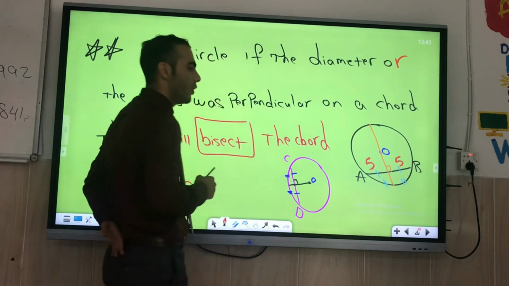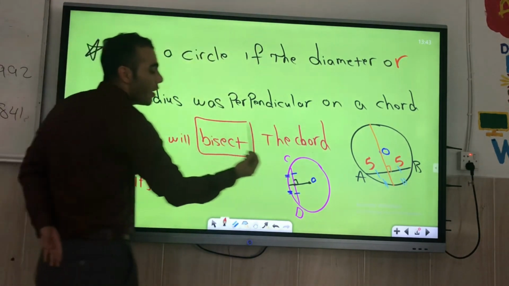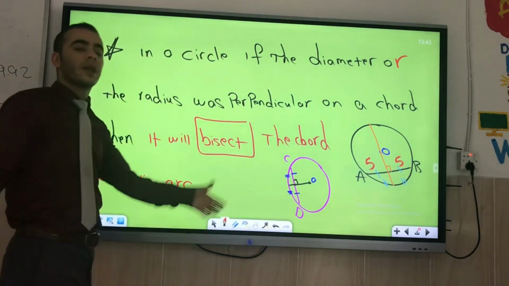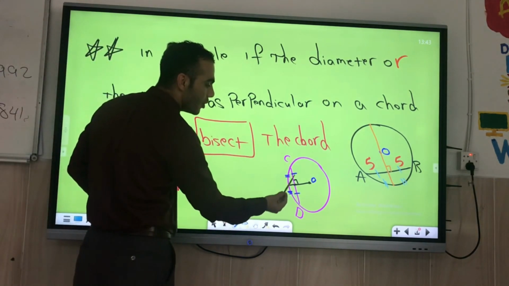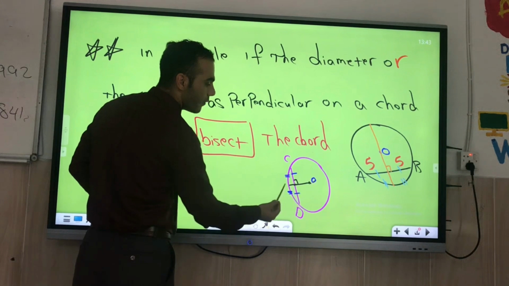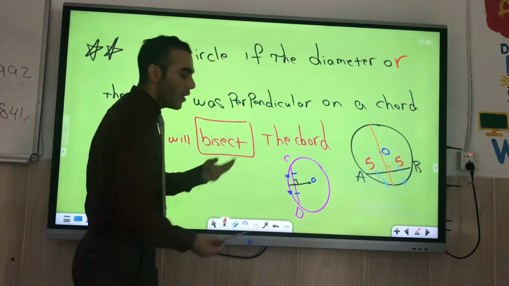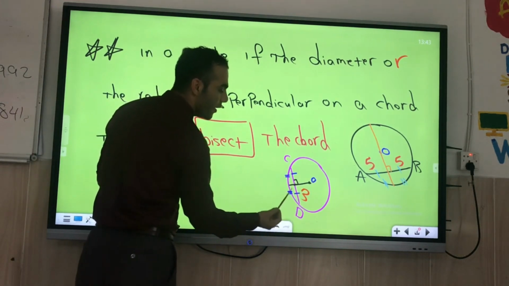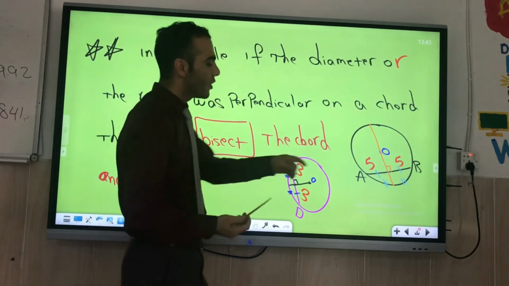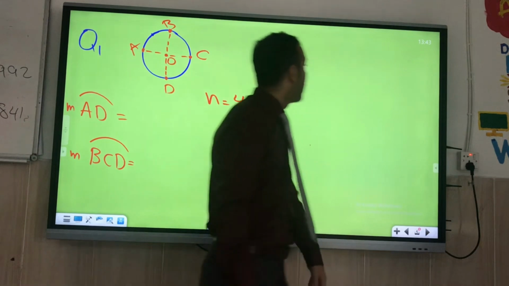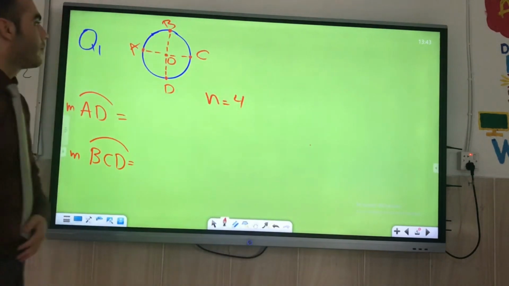And I hope it will be clear to you guys. What about the radius? The radius has the same story. The radius is perpendicular to the chord, so it will divide the chord into two equal parts, which means if that part is 3, the other part is going to be 3 as well. Okay, so let's deal with some questions, and I hope that it will be much more clear to everybody.